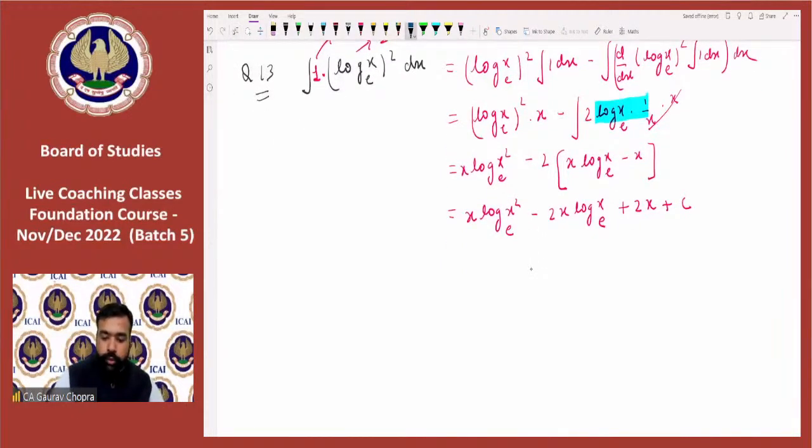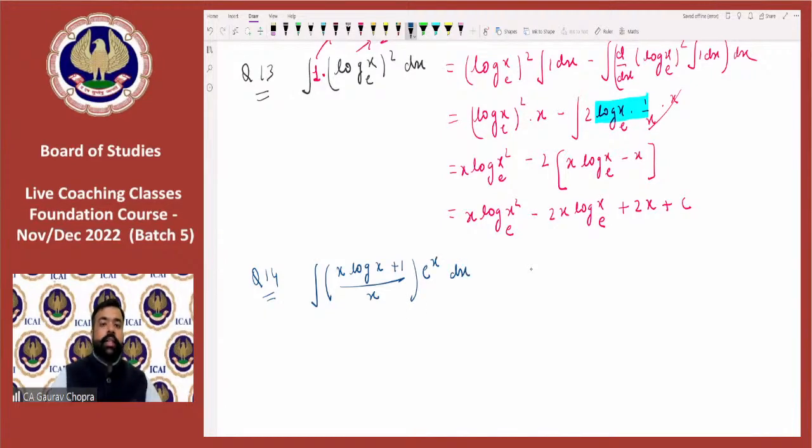Then let's try another one. Integral of x log x plus 1 divided by x, and then e to the power of x dx. Now, first of all, what we can do is divide the numerator by the denominator. That is, we can do this normal splitting. After splitting, what we get is log x plus 1 upon x, and outside the bracket we have e to the power of x.